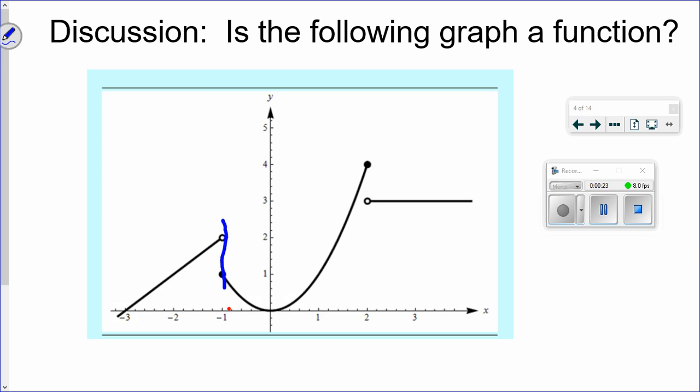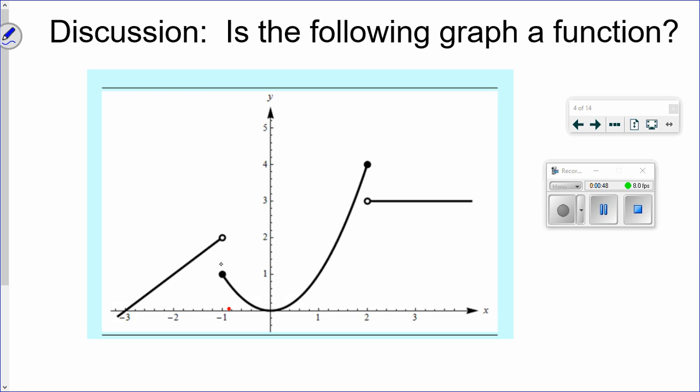I know I'm an awesome drawer with this thing. Right here, it seems like the line would cross one time, and right here it also looks like it would cross. So technically, it looks like it doesn't pass the vertical line test. But there's a problem, or there's something that makes it okay.